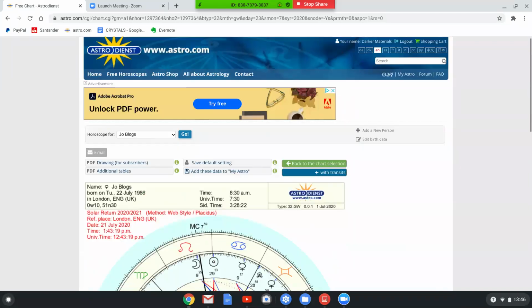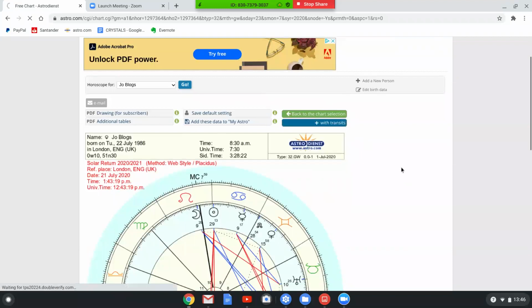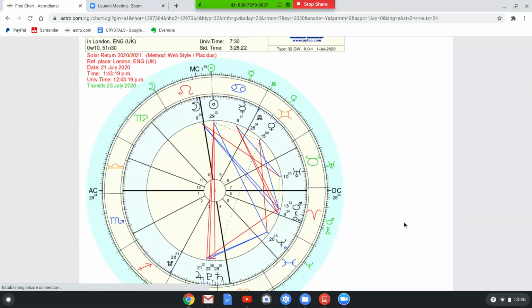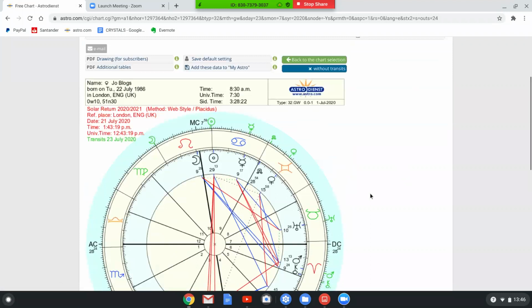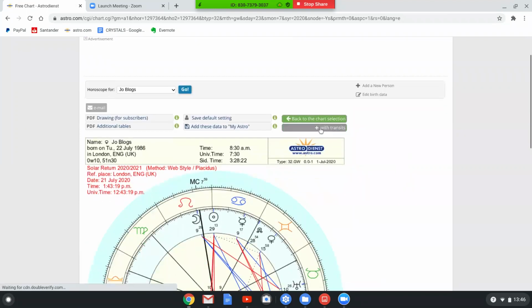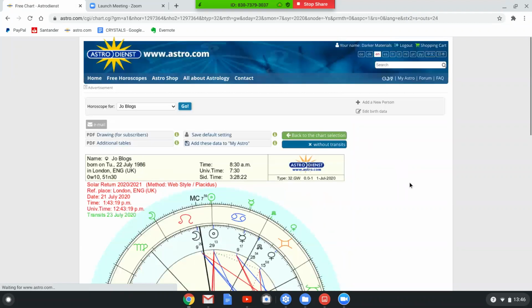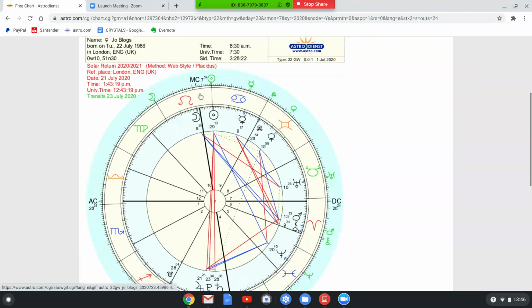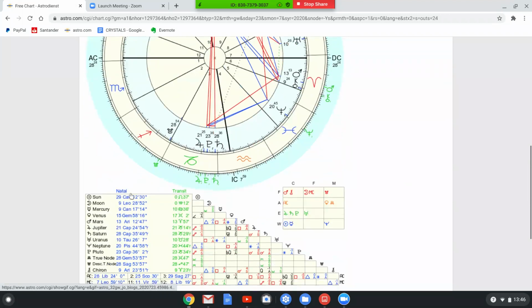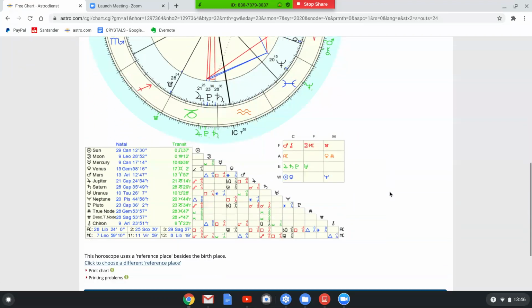Like with any chart, I forgot to mention, you can click on with transits. It gives you transits, which is not really that important for solar return, as this is a transiting chart in a sense anyway. But if you click on without transits, it takes them out. When you look at your natal, that's where it's really good. You click on that and the green ones on the outside are the transits. And you can quickly cross-reference numbers as well.